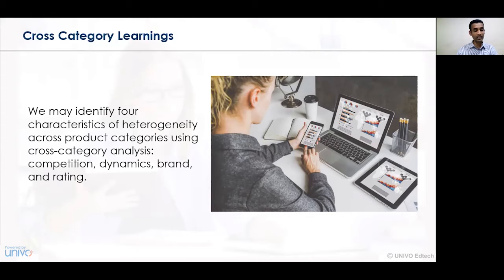So cross-category analysis or learning is a combination of competition, dynamics, brand, rating, learnings, people, and association of all the components or factors together, wherein we try to understand how one factor gets impacted by another and how another factor gets benefited or impacted by some other consideration.